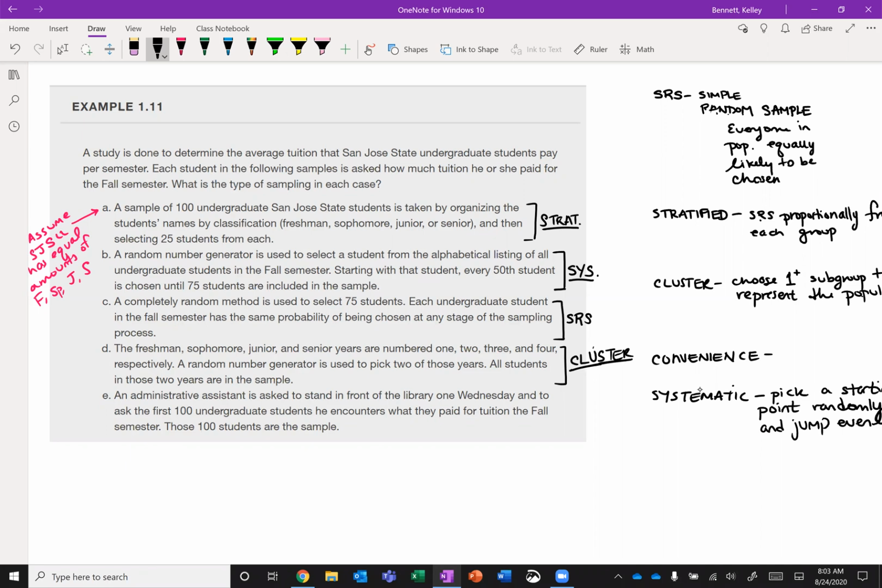So these first 100, it's just a convenience sample. It may or may not be indicative of the actual undergraduate population there at San Jose State. So this is a convenience sample.